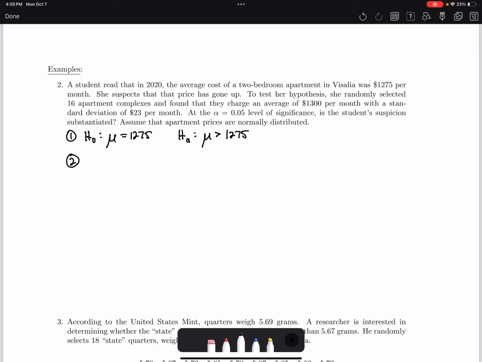Step 2 is to state the sample evidence we have in favor of the alternative hypothesis. And the evidence is that, well, she collected a sample of apartment complexes and found that they had an average rent of $1,300 per month, which is larger than $1,275. The question is, is it a big enough difference for us to for sure say that, yes, this student's suspicion is substantiated? Well, to answer that question, we have to compute the p-value, right? And so this is where we're going to go to artofstat.com.